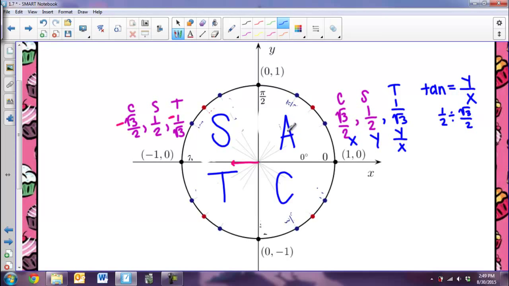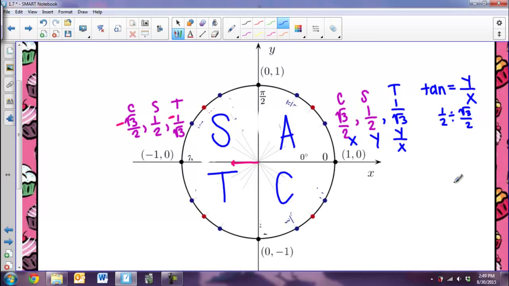We have a little saying for that. I learned it as all students take calculus. So in quadrant 1, all of your trig functions are positive. In quadrant 2, only sine. Quadrant 3, only tan. In quadrant 4, only cosine. Okay, and so all students take calculus.